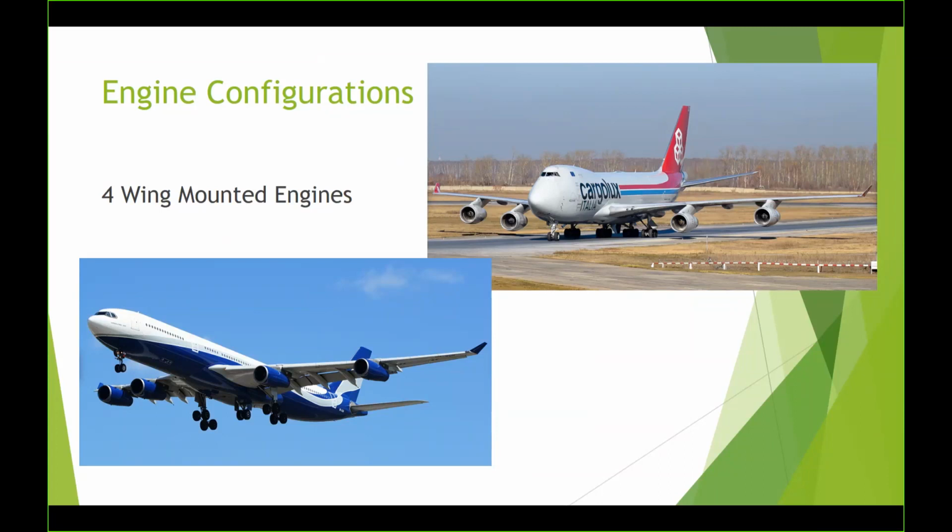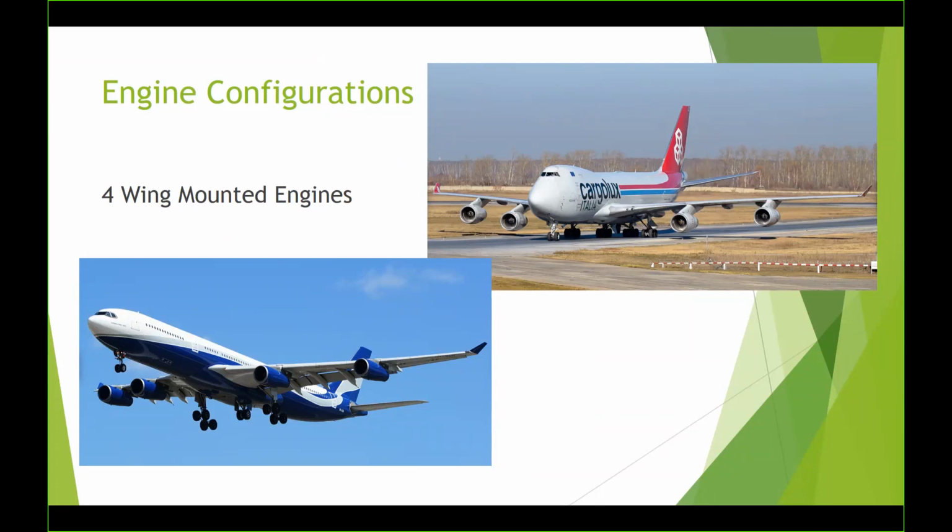But there are a few other random engine configurations. Some of them are military. The B2 has 4 potted engines. And then there was a Russian airliner at one point that had 4 engines mounted on the tail. They were 2 on the left side of the tail, 2 on the right, kind of pods. But again, not a design you see nowadays.